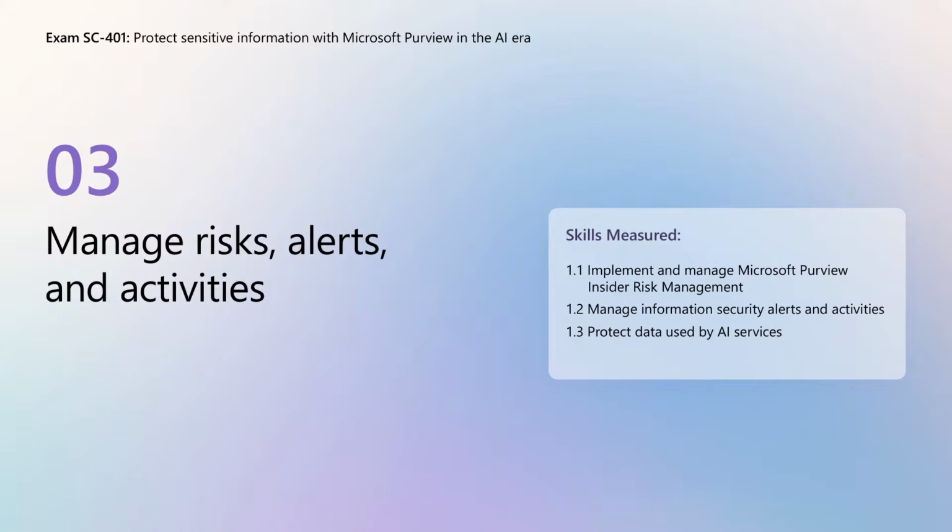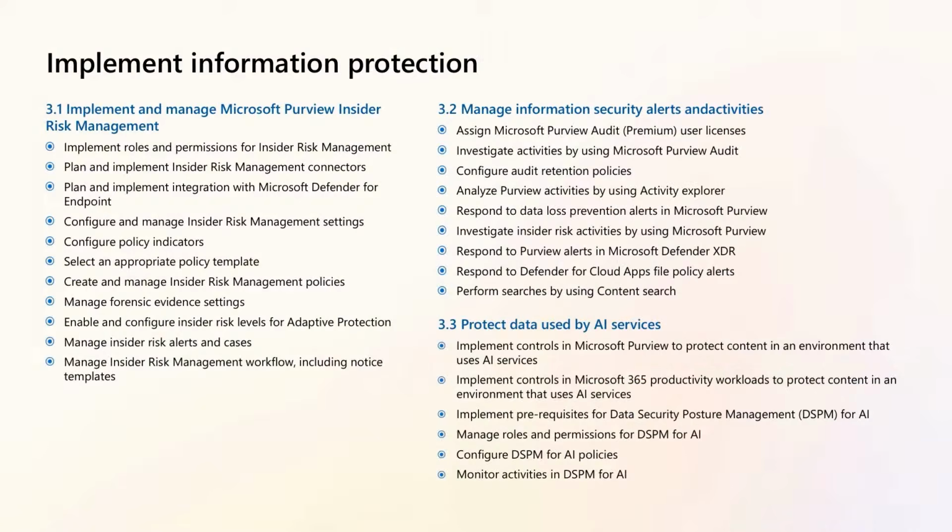Our last objective is Objective 3, manage risks, alerts, and activities. And there are 3 subdomains in this. Implement and manage Purview Insider Risk Management, manage information security alerts and activities, and protect data used by AI services. We've already had a little bit of a look at AI services, but let's start looking not so much at unmanaged applications, but what we can do for sanctioned applications and how to manage data within that context there.